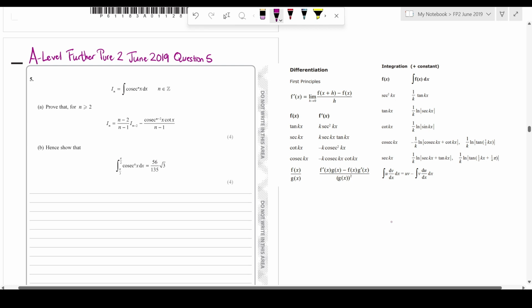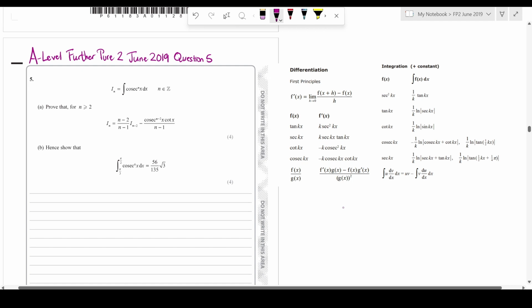Right, so let's have a look at question 5. We've got 8 marks for an integration question, where it looks like we're going to have some sort of recurrence solution from the integral, so we're going to be using integration by parts.